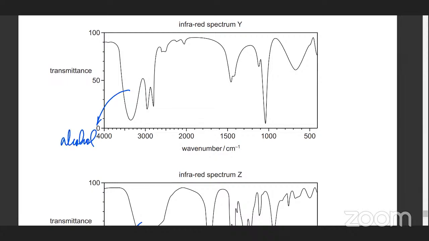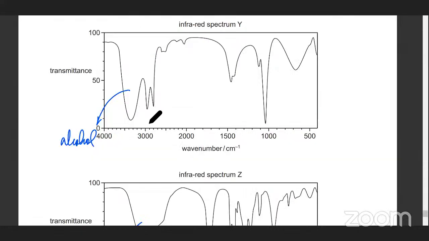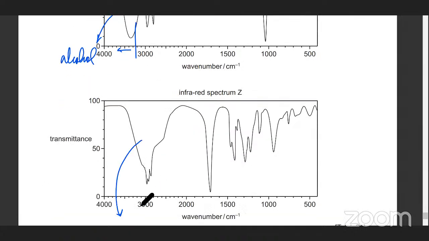Because remember, if you look at the data booklet, you would notice that normal alcohols have absorptions above 3200. Carboxylic acids, their absorption, strong and very broad, starts somewhere below 3000. So by just looking at the spectrum, you can clearly see that this one is higher than 3200, so probably an alcohol. This one is lower, less than 3000. So that's probably a carboxylic acid.